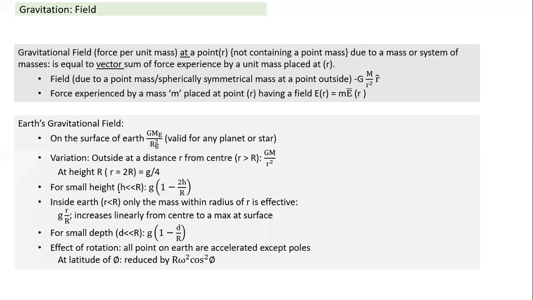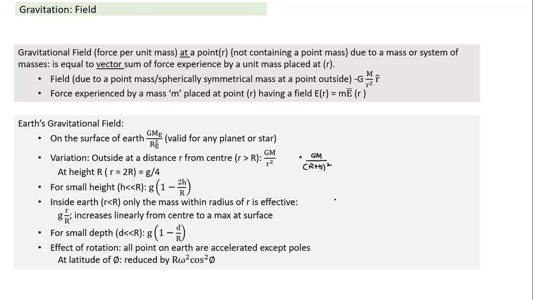To calculate for a small height, I can write it as GM divided by (R plus h) whole square. If the height is small, through approximation we arrive at the gravitational field at height h being equal to g into (1 minus 2h by R). Within Earth, it varies linearly from the center to the surface maximum.